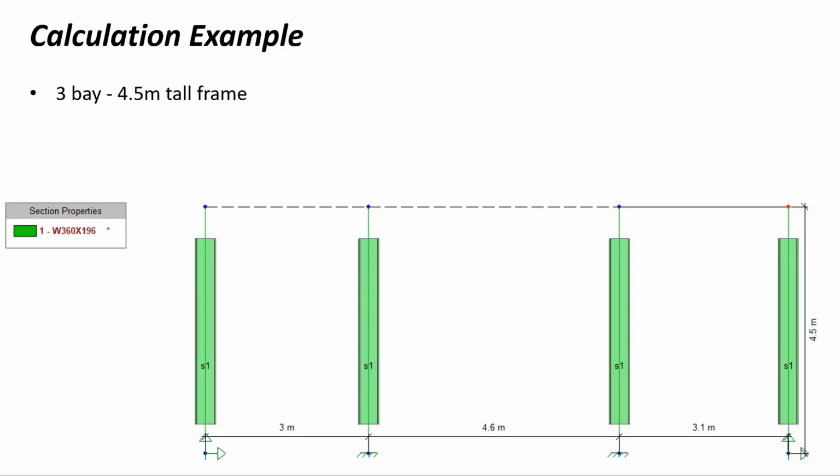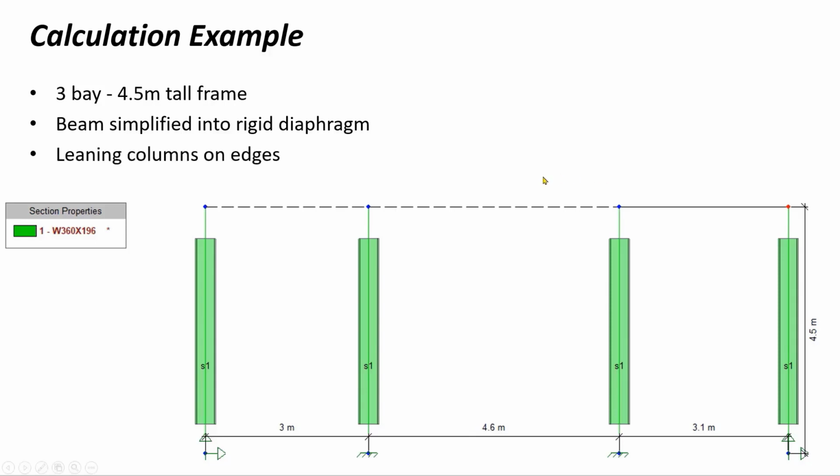So we're going to look at a calculation example now. And this example is going to have a 3-bay frame, and the frame itself is 4.5 meters tall, and you can see the varying dimensions of each bay in this frame. And the columns are all represented with regular beam element types that have section properties, a W360 by 196 section assigned. But the beam itself is actually simplified into a rigid diaphragm. So we're basically constraining the tops of the columns to act as a rigid set, so it's not going to be able to deflect inwards into where the beam is.